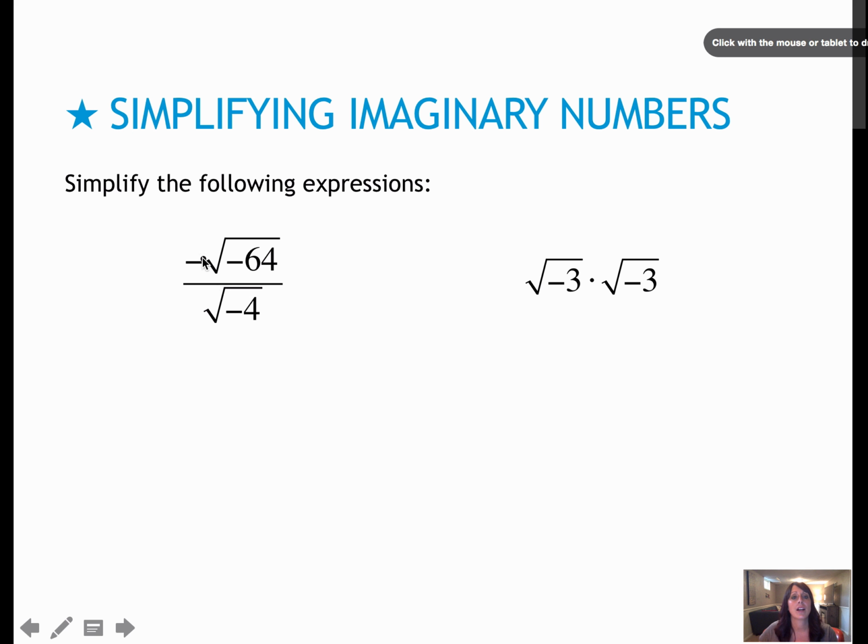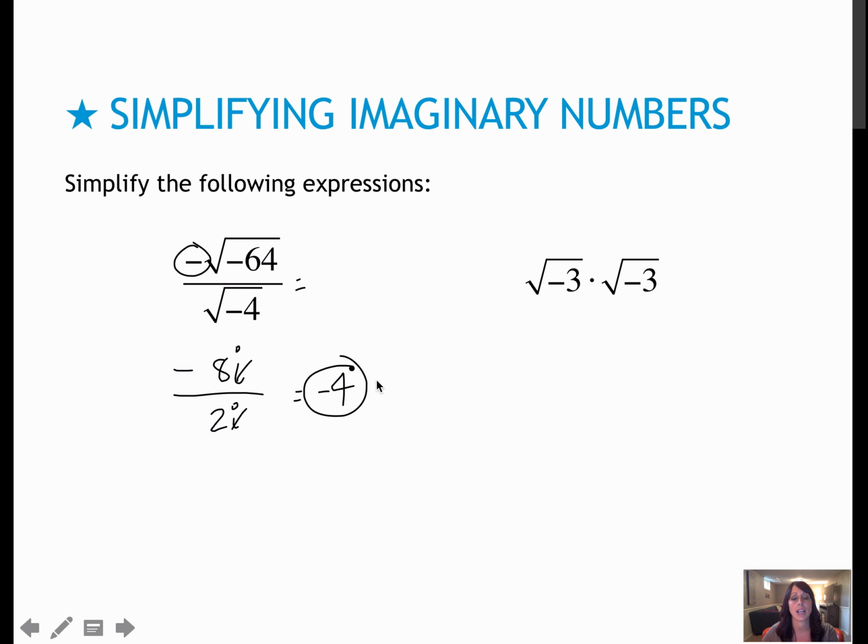For the first, again, I'm going to ignore this negative on the outside until I'm done with everything else. I'm going to reduce the -64. That's going to give me 8i. And then, of course, the negative on the outside I'm going to keep there. The square root of -4 is 2i. Reducing 8 by 2 gives me 4. And of course the i's cancel, so my answer is -4.